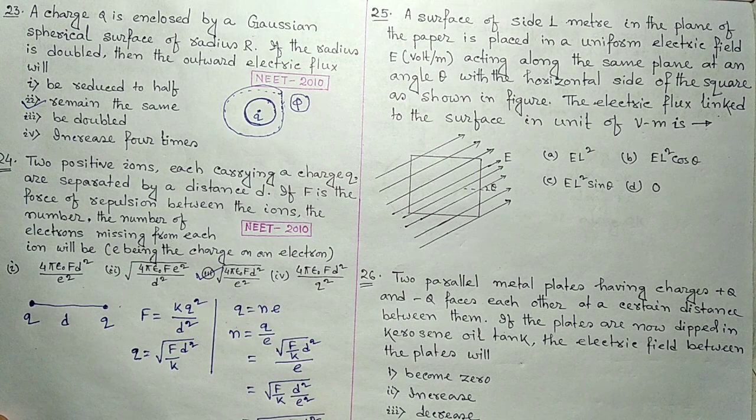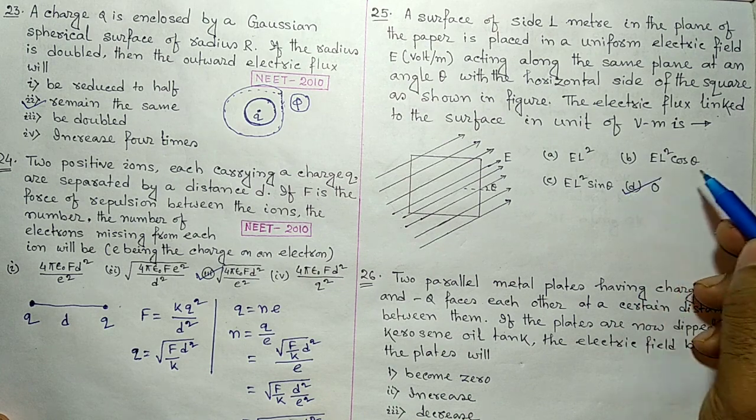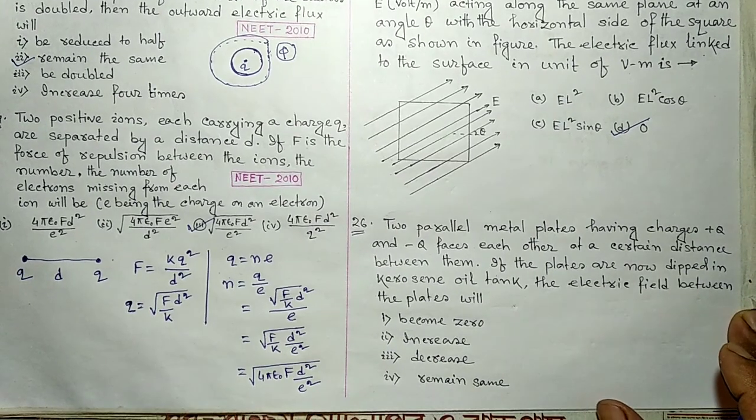So if no electric field line cuts the surface, no flux is linked with the surface. So total flux in that case will be 0. Now go to the next question, 26.